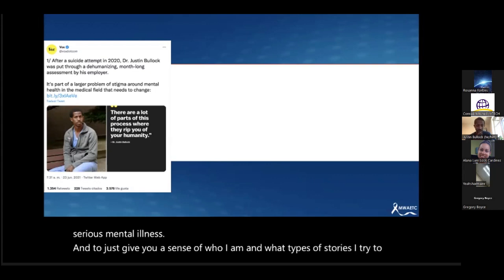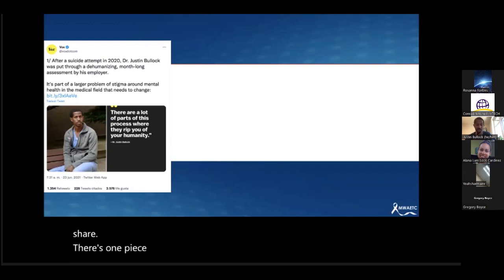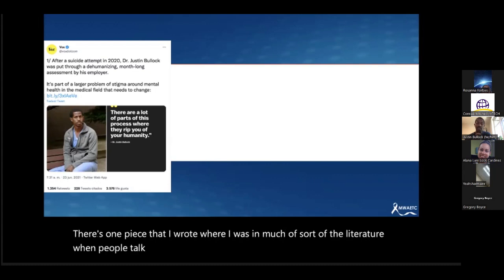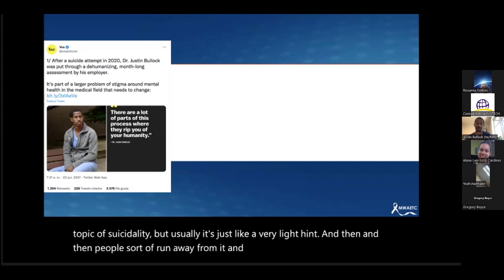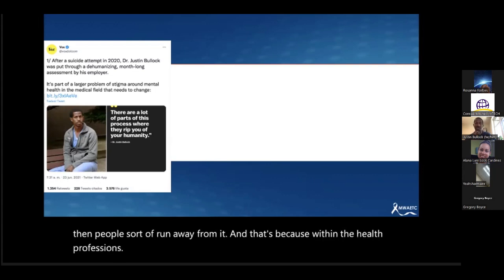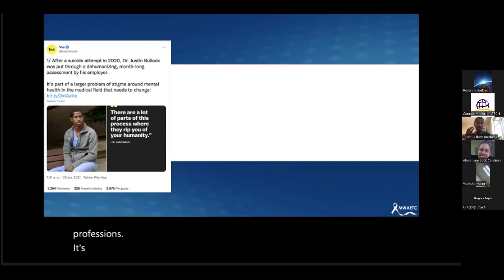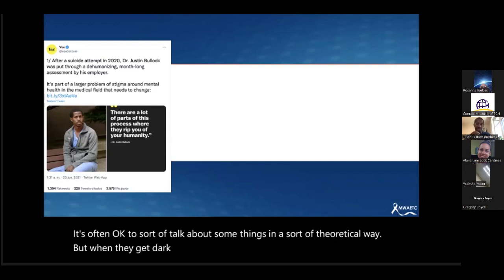There's one piece that I wrote where, in much of the literature when people talk about providers with mental illness, they may hint at the topic of suicidality, but usually it's just a very light hint, and then people run away from it. That's because within the health professions, it's often okay to talk about some things in a theoretical way, but when they get dark and heavy, it often is not viewed as professional.